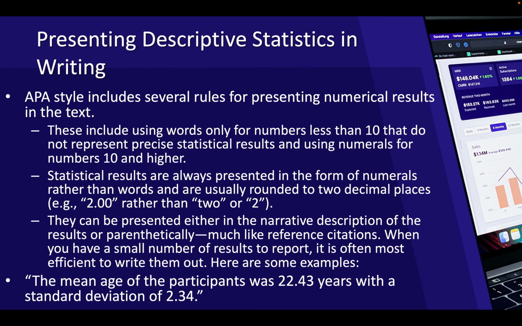They can be presented either in the narrative description of the results or parenthetically, much like reference citations. When you have a small number of results to report, it is often most efficient to write them out. Here are some examples. The mean age of the participants was 22.43 years, with a standard deviation of 2.34.